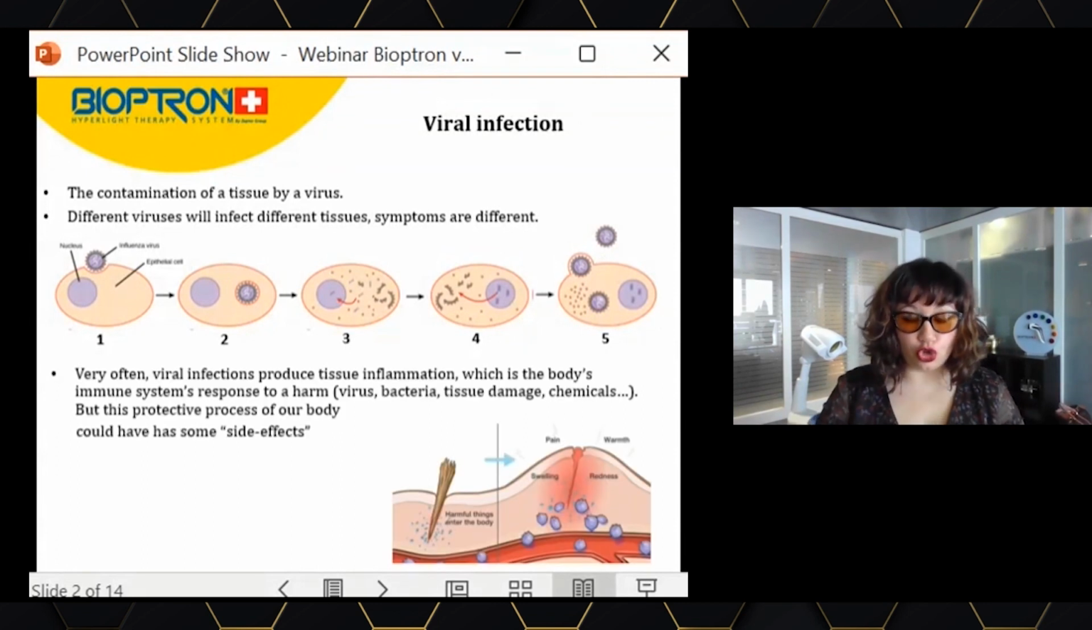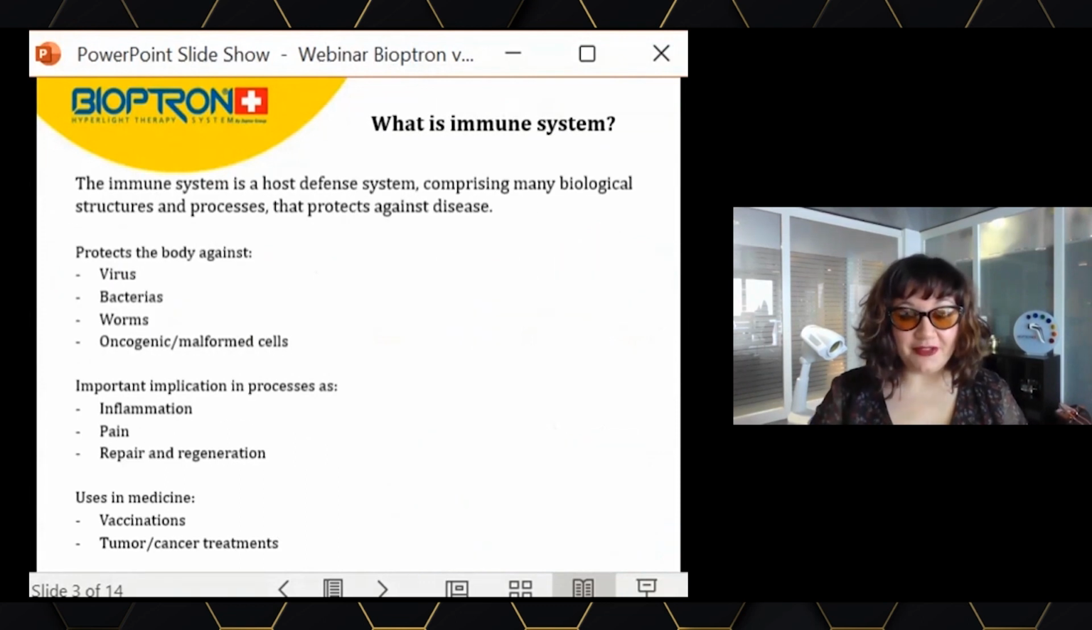On top of that, this infection can provoke an inflammation. Inflammation is a normal response from our body, thanks to the immune system, to fight against a harm: virus, bacteria, etc. The problem is that this process can develop over time and can cause some side effects, as we will see. Very important in the viral infection is the action of our immune system.